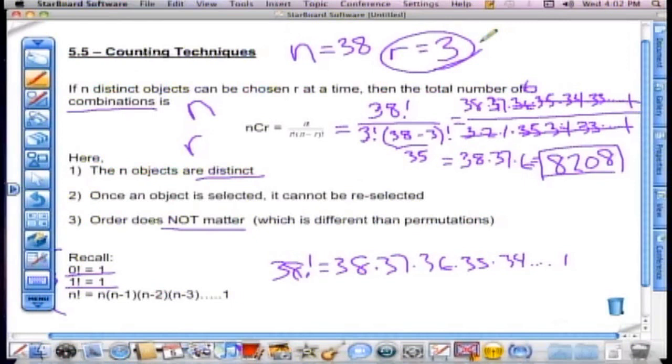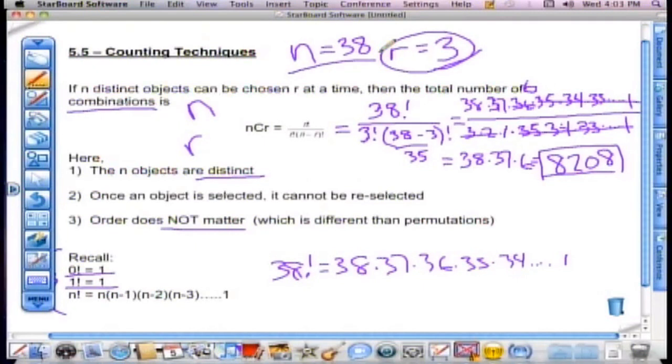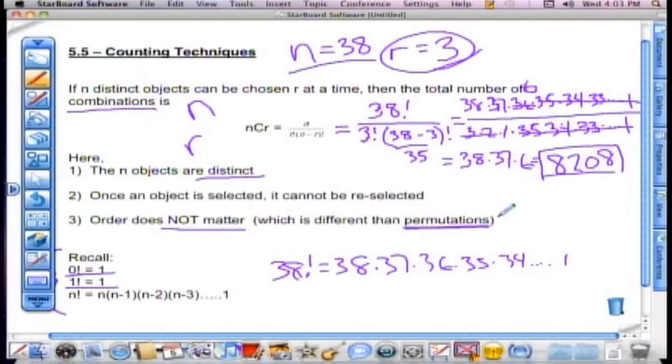Now, let's say we had 38 people and we were going to elect a president, a vice president, and a secretary. How many different slates of candidates could we get? Then the order would matter, because if the same 3 people were on the board, they could have different positions. So that would be called permutations, where the order within the group does matter. But we're only going to do combinations.